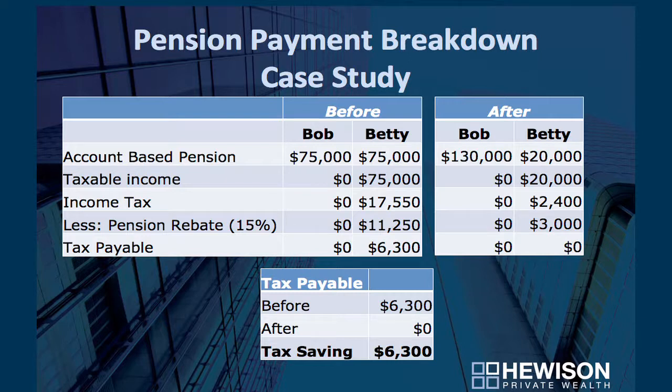And of course, Bob is over 60. No tax is applicable to him. So therefore, this strategy has the ability to save, on an annual basis, around $6,300.